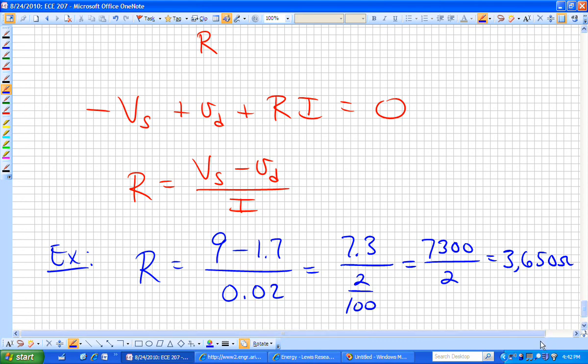That means we would need to find a 3.6k ohm resistor and use that in combination with this diode and the 9-volt battery, and we would have a circuit that would light up an LED effectively. And you wouldn't burn out the LED. Obviously, the battery is not going to sit there and keep that LED lit forever. It only has so much charge in it.